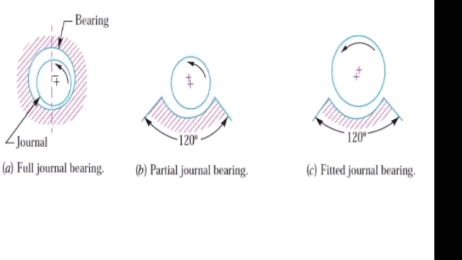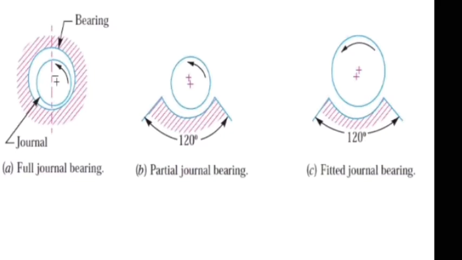The bearing which takes sliding action along the circumference of a circle or in an arc of a circle is called a journal or sleeve bearing. Based on the angle of contact of the bearing, these are classified into three types. Let's see, first one is the full journal bearing. What is the full journal bearing? When the angle of contact of the bearing with the journal is 360 degrees, it is called a full journal bearing.